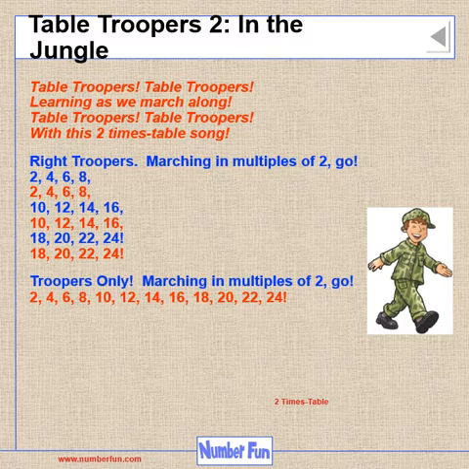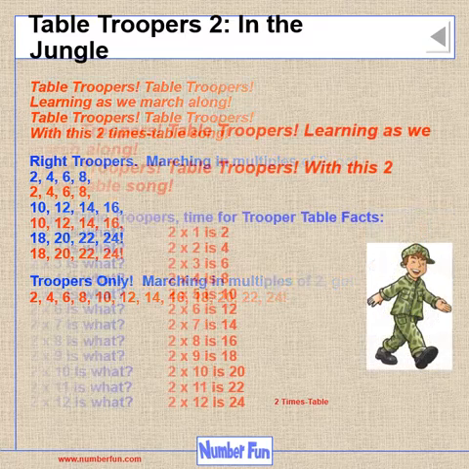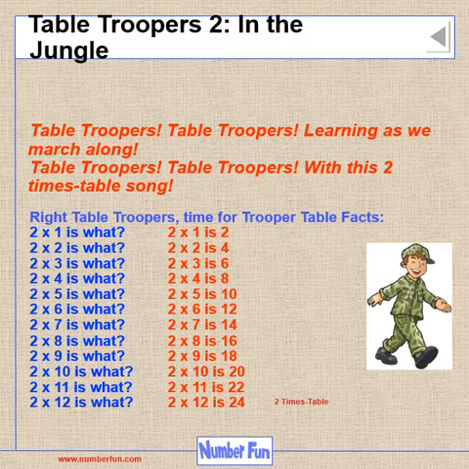Table troopers, learning as we march along. Table troopers, with this 2 times table song. Right, troopers, time for trooper table facts.